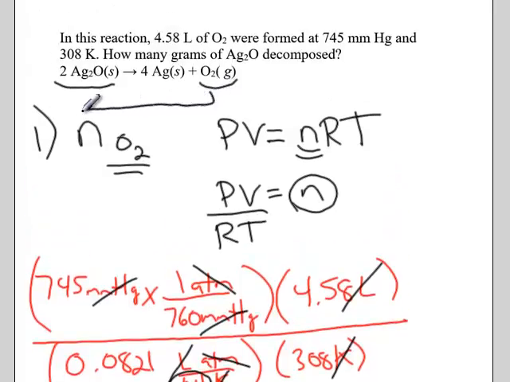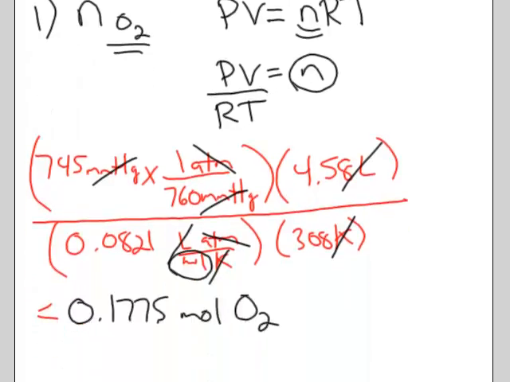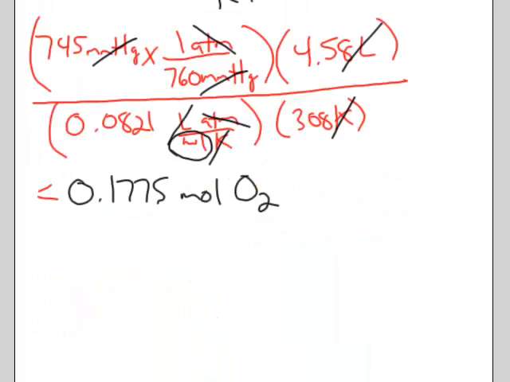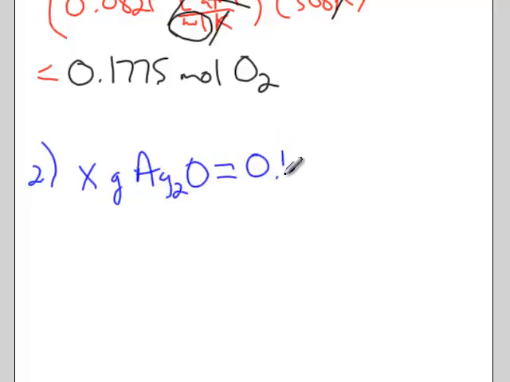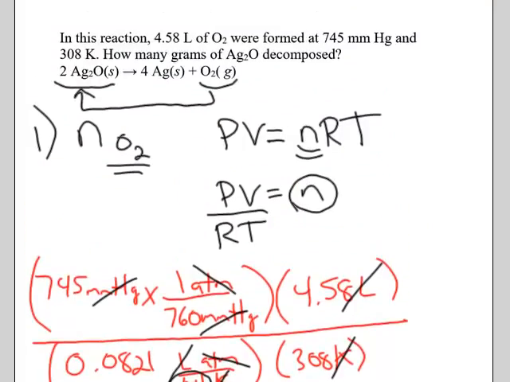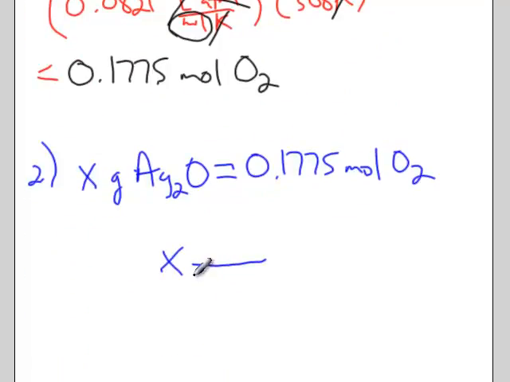We want to figure out how many grams of silver oxide decomposed to give us that many moles. So now step number 2, how many grams of silver oxide had to decompose to give us 0.1775 moles of oxygen gas. And the mole to mole ratio from the balanced chemical equation is 1 mole of oxygen came from 2 moles of silver oxide.